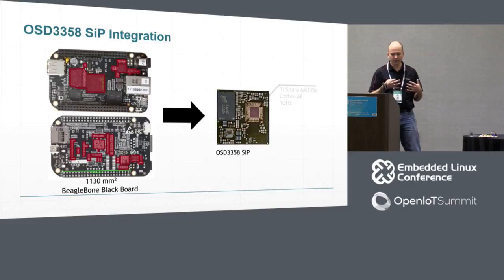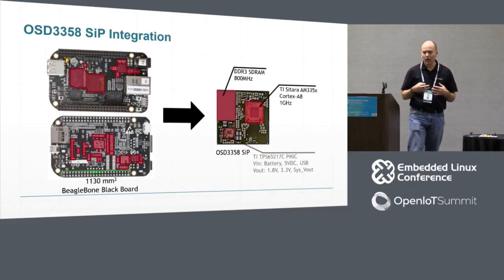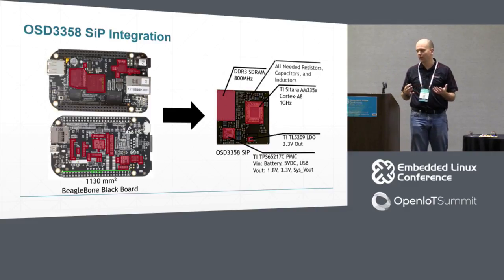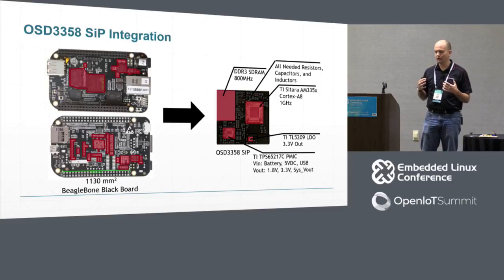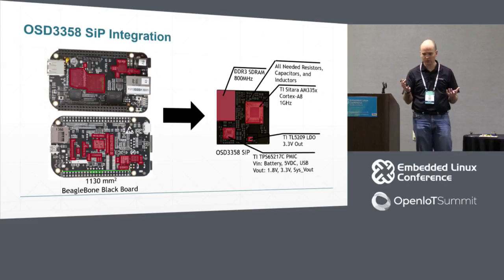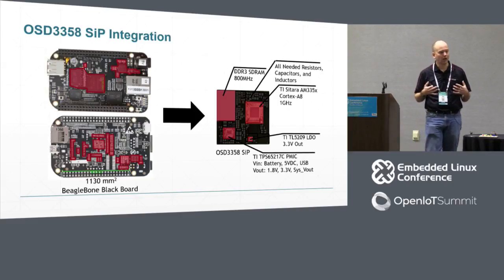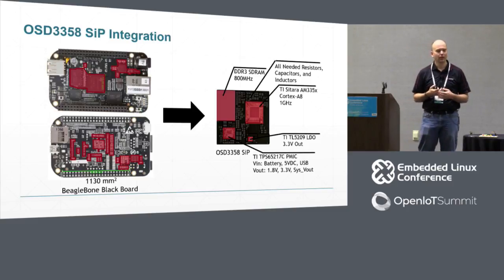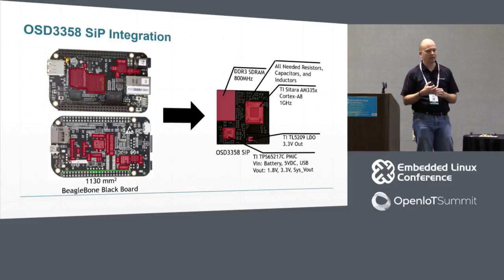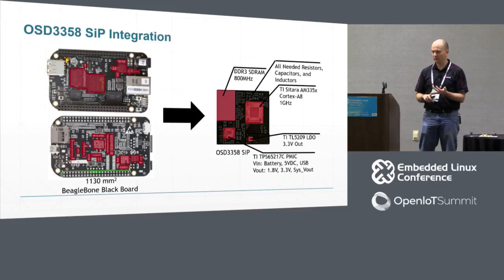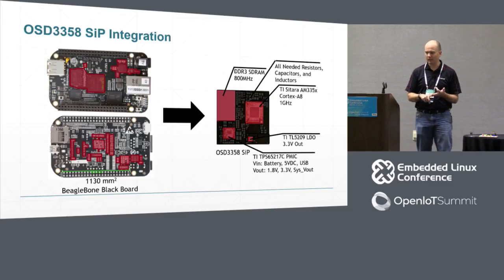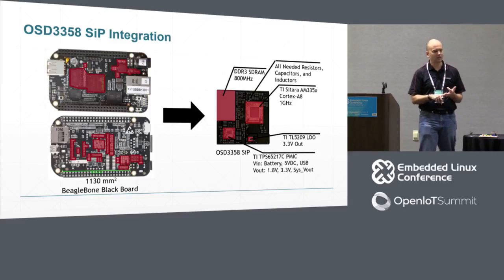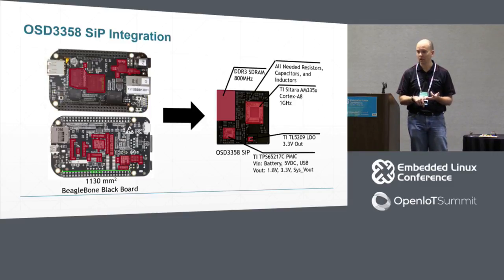So with the OSD3358, the impetus was to look at the major components of a single board computer. So we worked with Jason a lot on the BeagleBone Black, and we identified what were the core components that were difficult to deal with. So the DDR, the power management, all the different capacitives that added a lot of assembly cost.